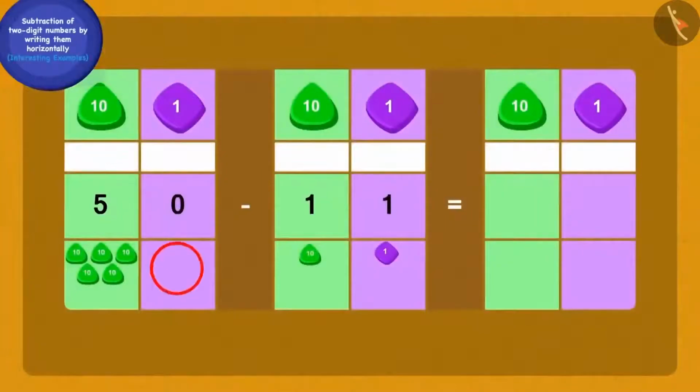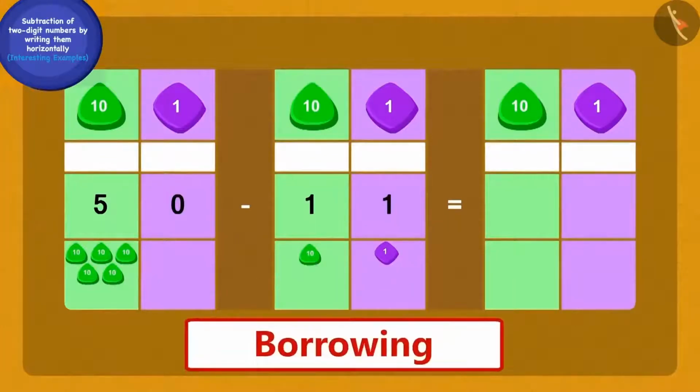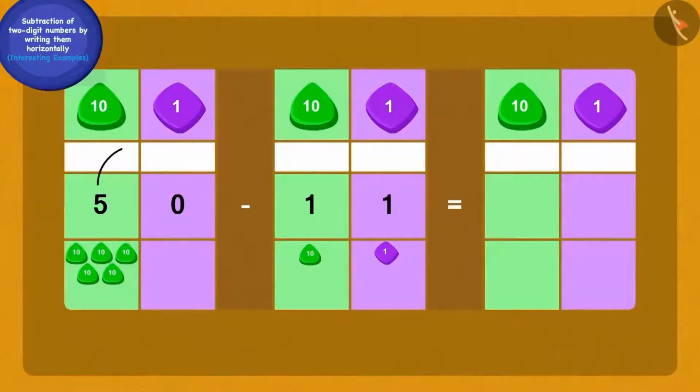Children, do you think this is possible? Let us see how Bablu solved it. Bablu took a paper and told Raju, "Here we have to use the borrowing process. We will borrow 1 ten from 5 tens of 50 and thus make 10 ones. Because we borrowed 1 ten, we have 4 tens left now." Children, can you solve this further?